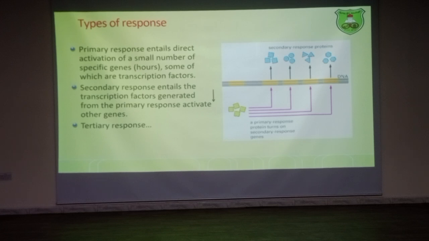So the idea here is that you have a primary response. You have a signaling pathway, A to B to C to D, and then you have expression of a certain gene. That gene would activate expression of other genes. So the primary response is to express this one gene. The secondary response is when this gene activates expression of other genes. This is called the secondary response.